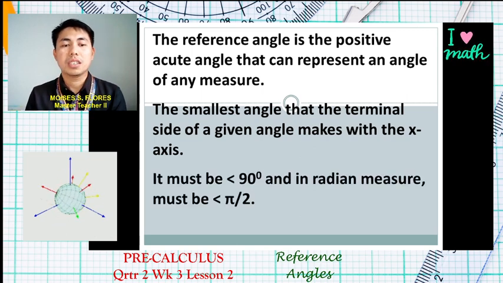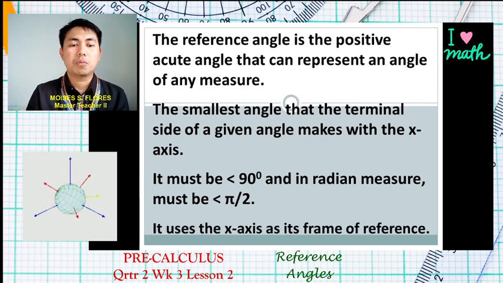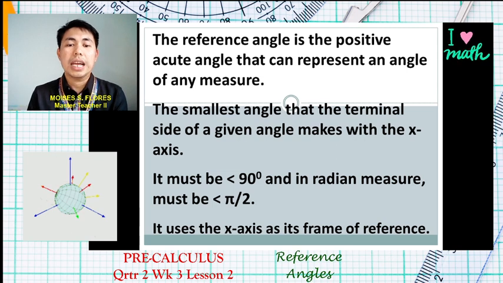And from the very first definition, it must be less than 90 degrees, and in radian measure it should be less than pi over 2. And of course it uses the x-axis as its frame of reference. Okay, let's take an example.